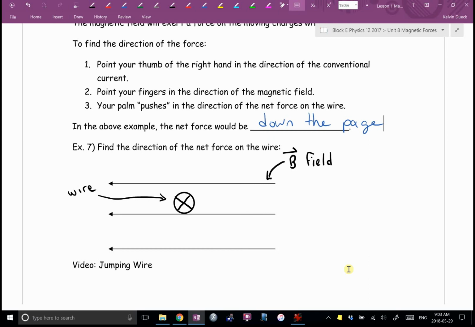Stop. With your left hand, hold your piece of paper up vertical, so it matches my board. Okay? So, thumb into the page. Fingers like, I can't quite bend like that, so I just shoot my hand across. Which way is my palm pointing? Which way will this wire be deflected? Up the page.